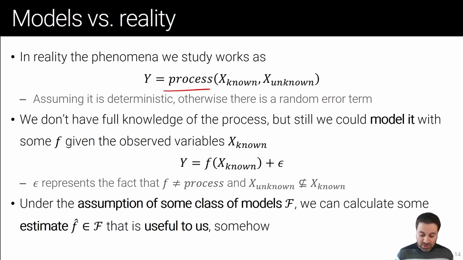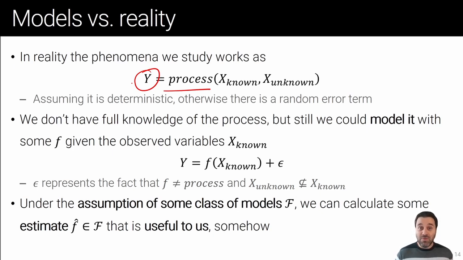There is some process, again, artificial or natural, we don't know. And that process depends on the variables we know about, but also on the variables we don't know about. So it depends on the X that we know and the X's that we don't know. Those are the ones that ultimately determine the response, the Y. Now, we don't have full knowledge of the process. That's the point. We're trying to understand it.